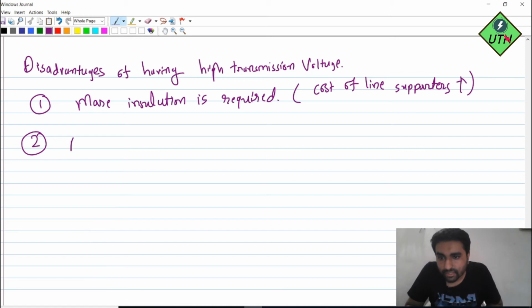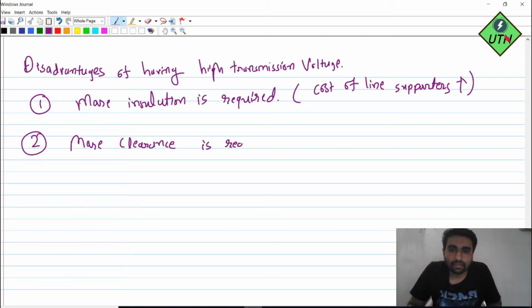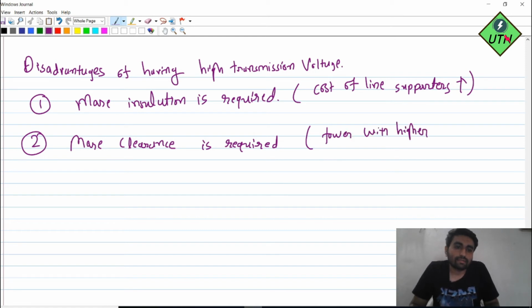So the second disadvantage is more clearance is required, right? And if more clearance is required between the conductor and the ground, that means what? We need the tower with higher height, right? So that is the second disadvantage.